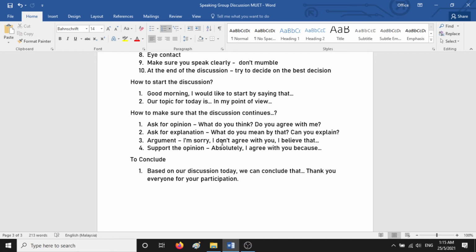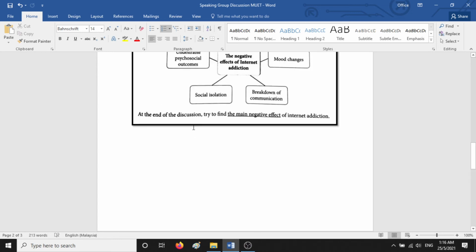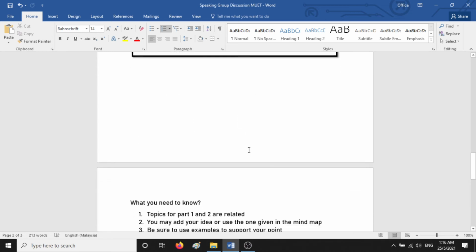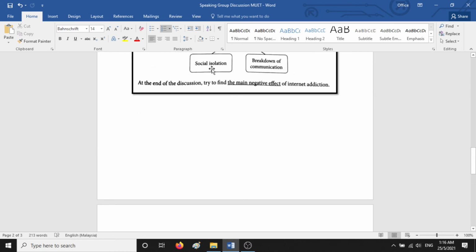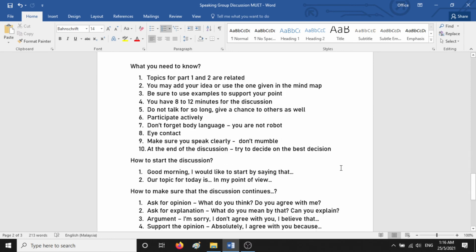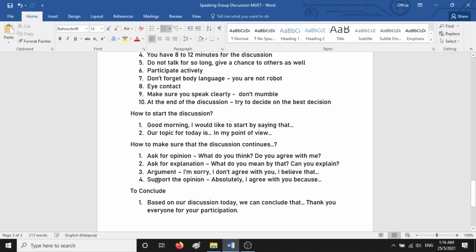The last way to make sure that the discussion continues is by giving support to the opinion of other candidates. For example, when someone talks about social isolation, you can say you agree with them. Absolutely, I agree with you because social isolation is such and such. Explain the point and also the examples. So these are the 4 ways to make sure that the discussion continues.